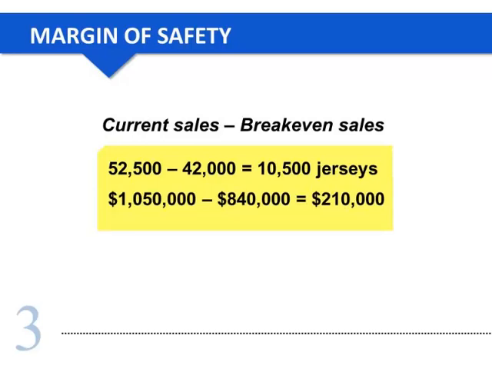If we convert this to sales dollars, the margin of safety is $210,000. What does this really mean? Using this example, Universal could sell 10,500 fewer jerseys and still not lose money.